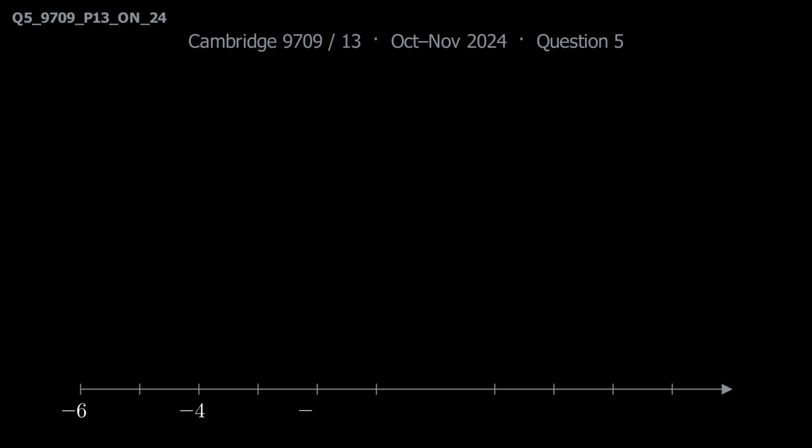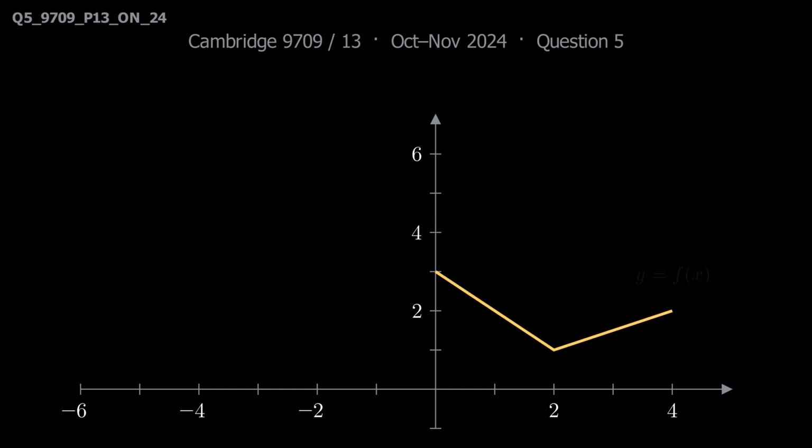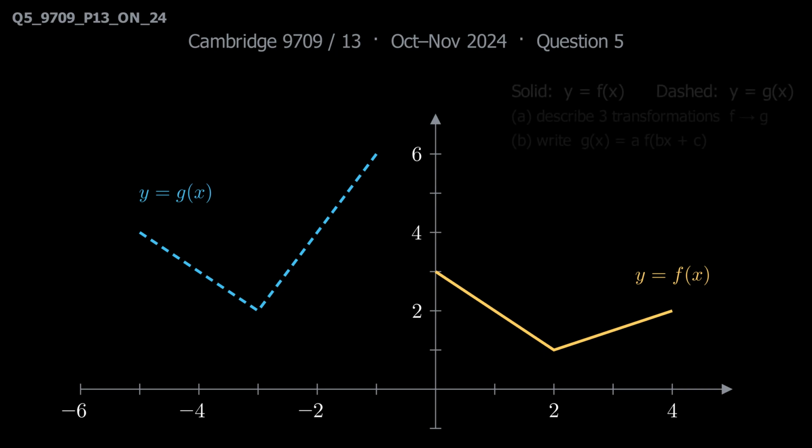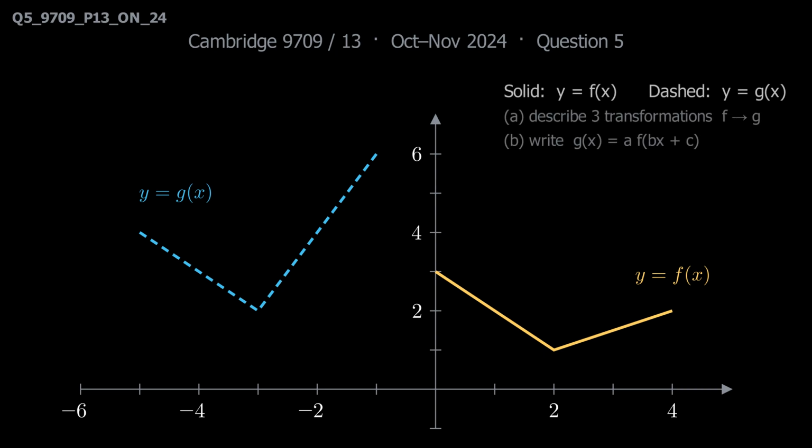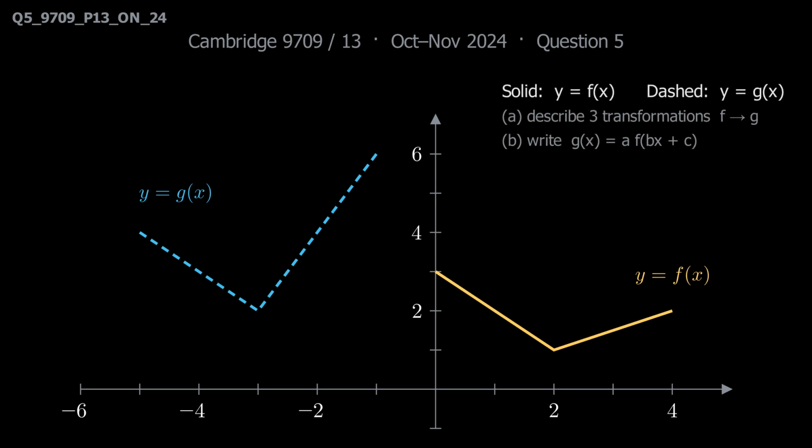Question 5, Paper 13, October-November 2024. Graph transformations from f to g. Here are the given graphs on the same axis. Solid curve y equals f of x, dashed curve y equals g of x. Part A asks for 3 transformations, Part B for g of x equals af of bx plus c. We will map f onto g step by step, then read off a, b, and c.